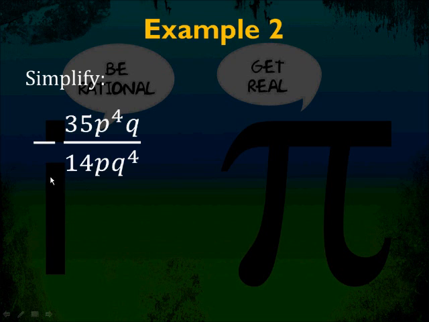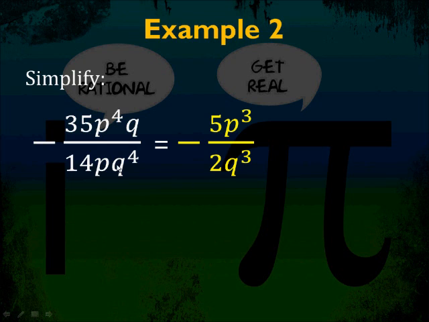You handle the coefficients, the numbers, you handle the p, and then you handle the q. So 35 over 14, they have a common factor of 7. So your answer is going to have a -5 and a 2. You basically divide a 7 out of the top and bottom.